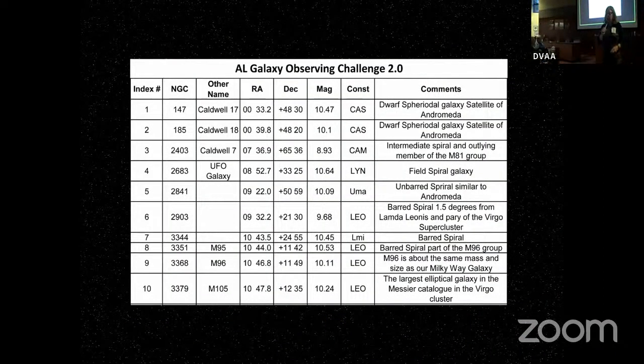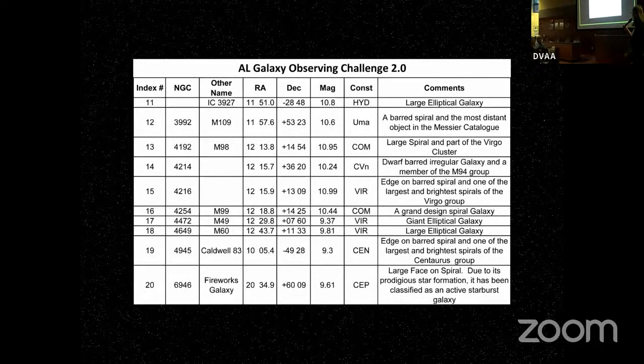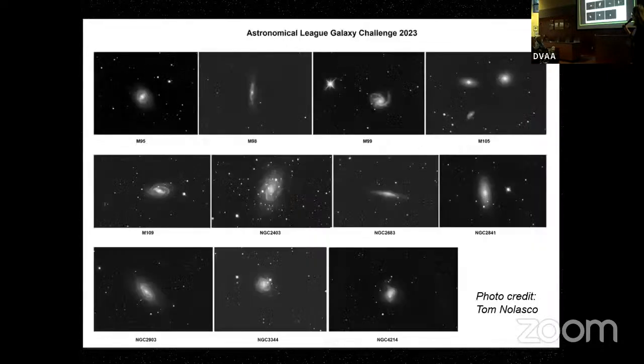Okay. So here's some of the galaxies that you can choose from. These are the first 10. And you can see they are pretty dim, but there's also a nice variety in the format of the galaxies, to give you an overview of what's out there. And here are the remaining galaxies on the challenge.